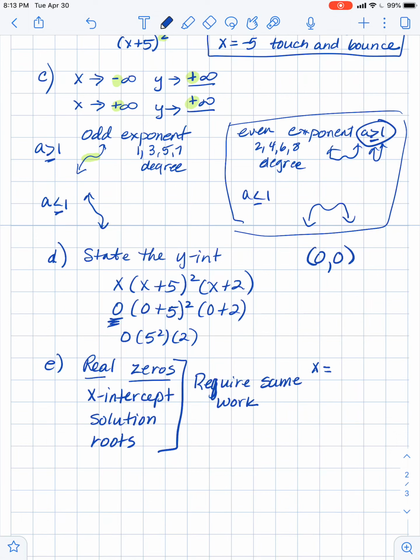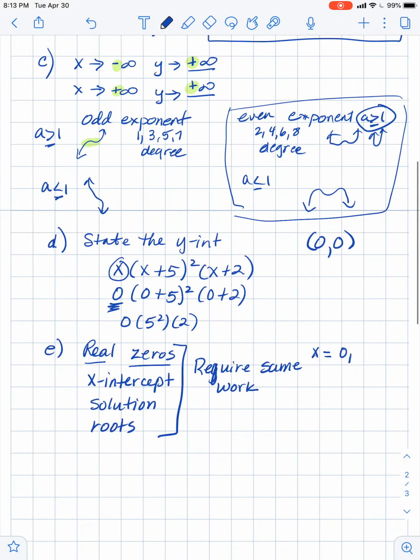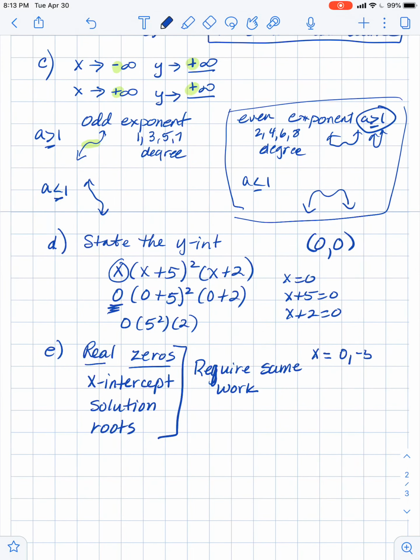Because typically for the zeros, we just list them. Okay? So in my problem above, they would have been 0. Okay? That's what that is. Because remember, we set each of our factors equal to 0. So x equals 0, x plus 5 equals 0, and x plus 2 equals 0. So my real zeros are 0, -5, and 2.